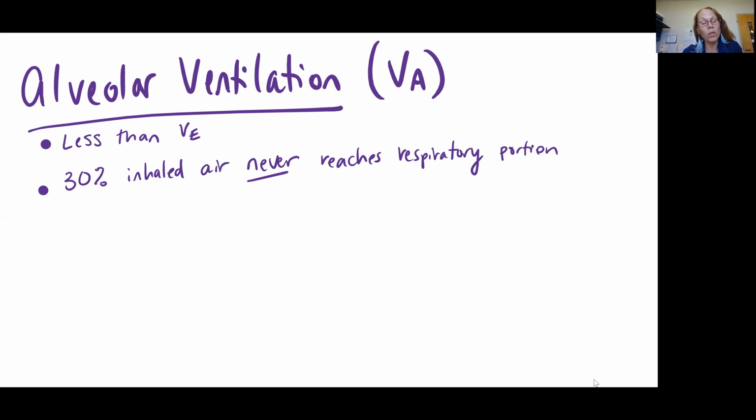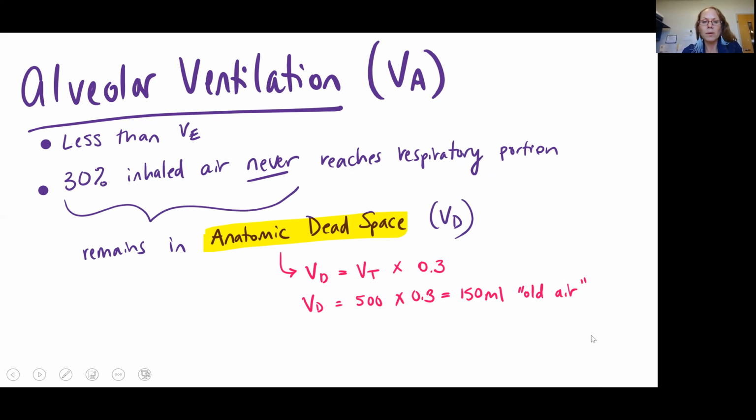The reason is that about 30% of your inhaled air never reaches that respiratory portion. As you're inhaling, that remaining 30% of the total air inhaled remains in the anatomic dead space. The anatomic dead space, remember, is the conducting portion, that network of trachea and bronchi and bronchioles that are not involved in gas exchange. So you always are going to have some old air in that area. So the air that reaches the alveoli has less oxygen and more carbon dioxide compared to the atmosphere.